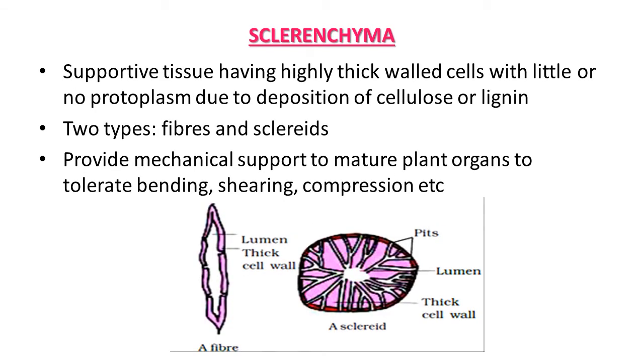The third type of simple permanent tissue is sclerenchyma. It is a supportive tissue with highly thick-walled cells with little or no protoplast, due to deposition of cellulose or lignin. So we can understand that due to this deposition of cellulose or lignin and the highly thick wall, they are sometimes not considered living. There are two types of this sclerenchyma tissue: fibers or sclereids.